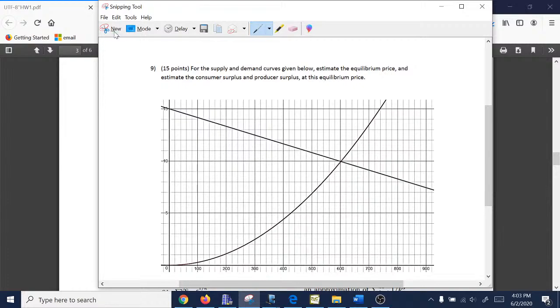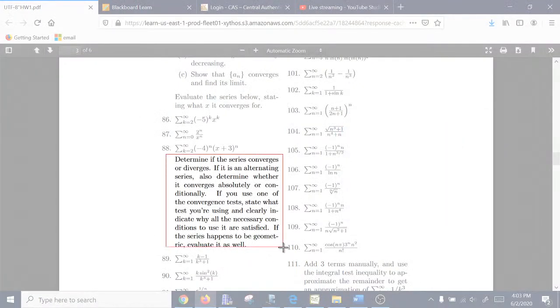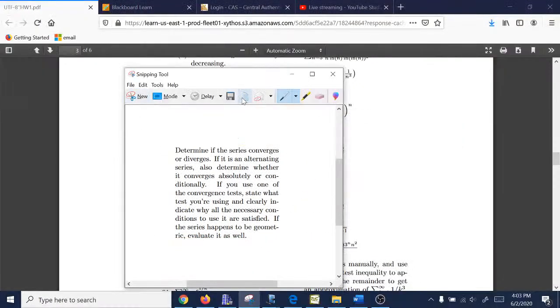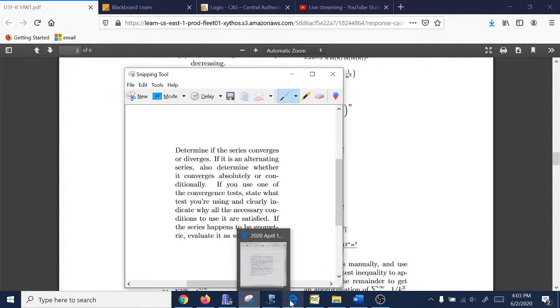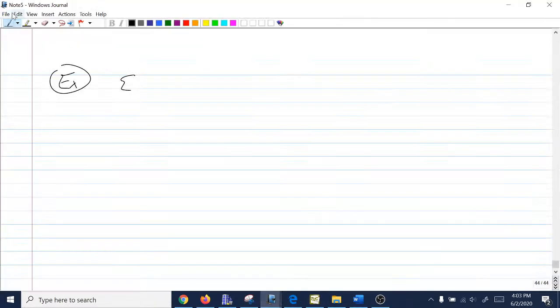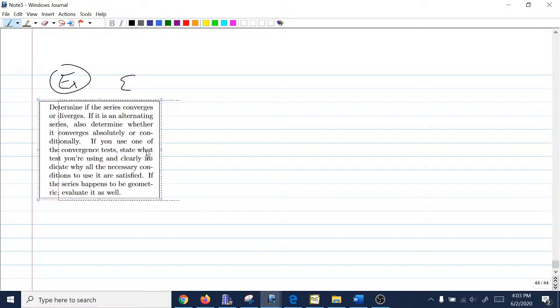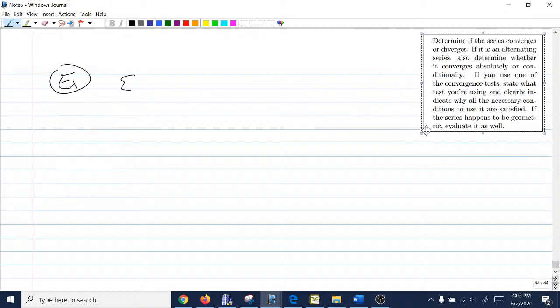The main instructions are: determine if the series converges or diverges. If it's also an alternating series, meaning it has a (-1)^n on it, just converges is not enough. You need to say if it converges absolutely or conditionally. If you use a convergence test, say what test you're using, and show that the necessary conditions are satisfied. That means you need to know what the conditions are. If the series happens to be geometric, also evaluate it.